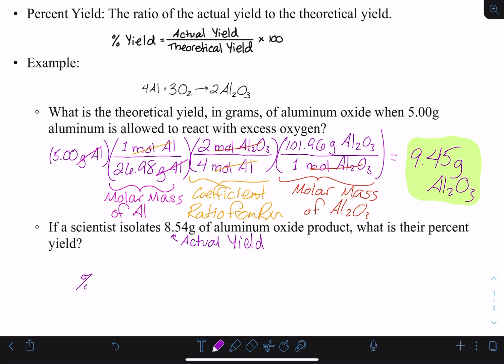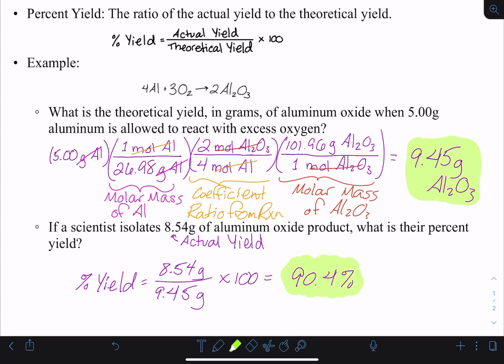So our percent yield is just going to be the actual yield, which was 8.54 grams, divided by the theoretical yield, which we just calculated as 9.45, multiplied by 100 to get it to percent, and that comes out to 90.4%. So somewhere along that line, that scientist either lost about 10% of their material, or that reaction just tends to stop before it actually reaches 100% completion, and we can see that from the percent yield.